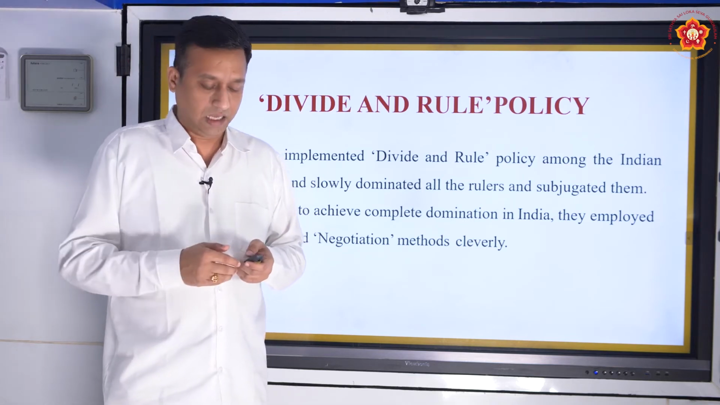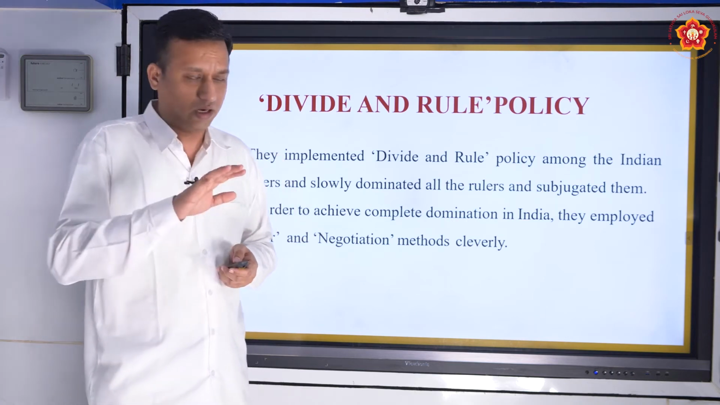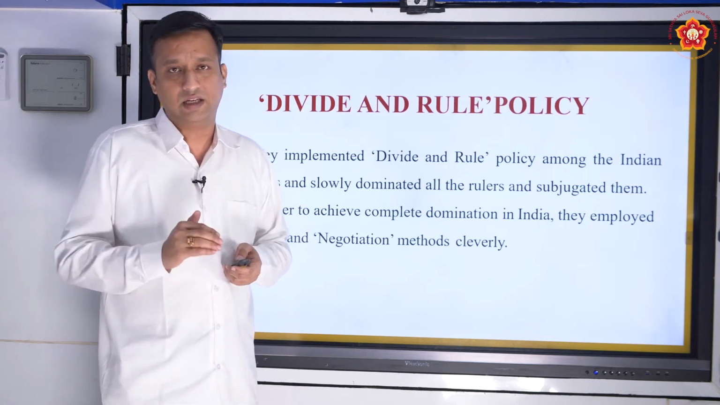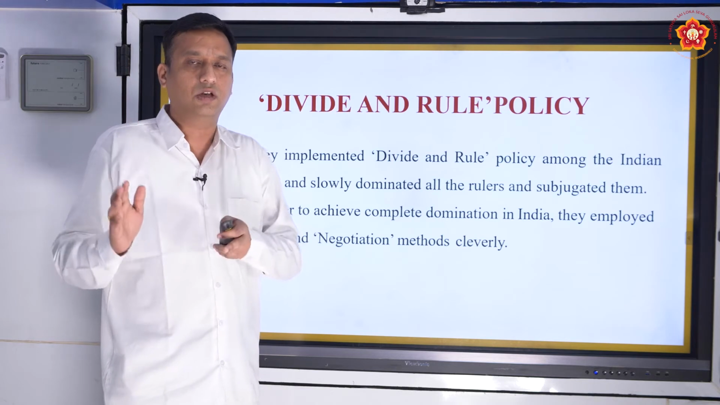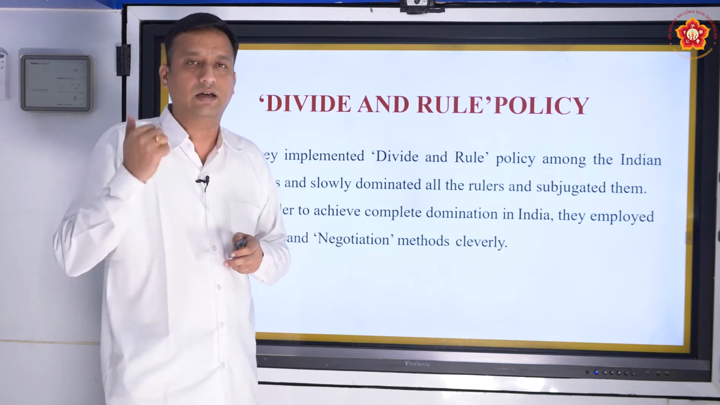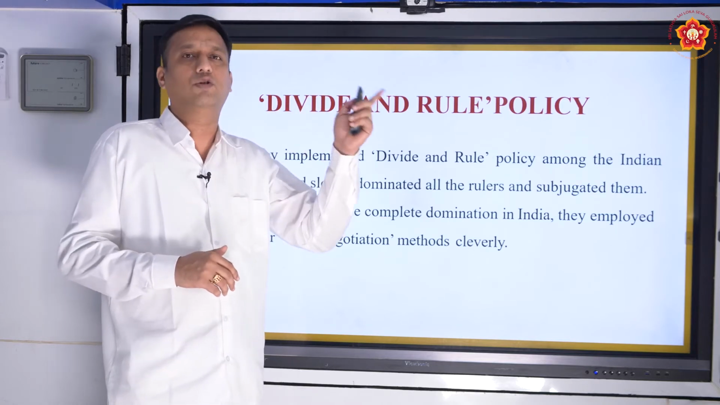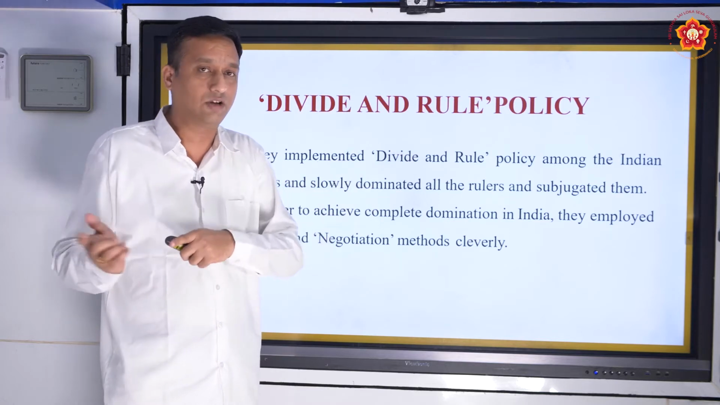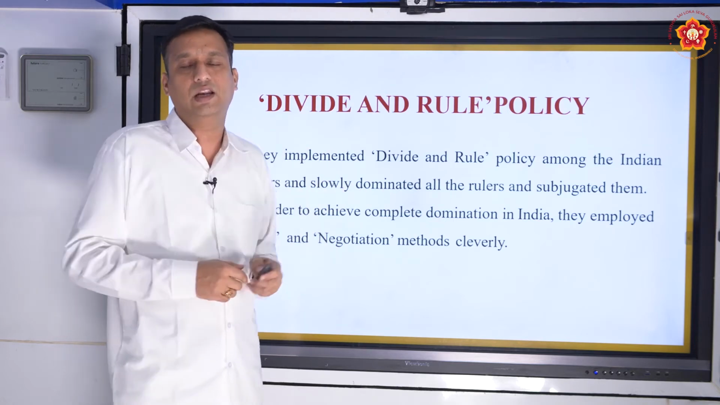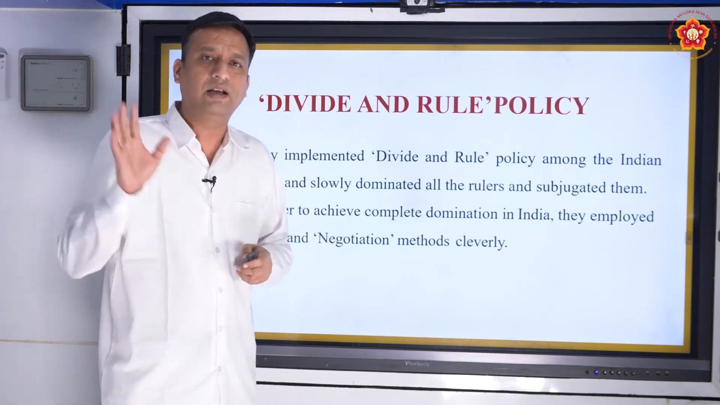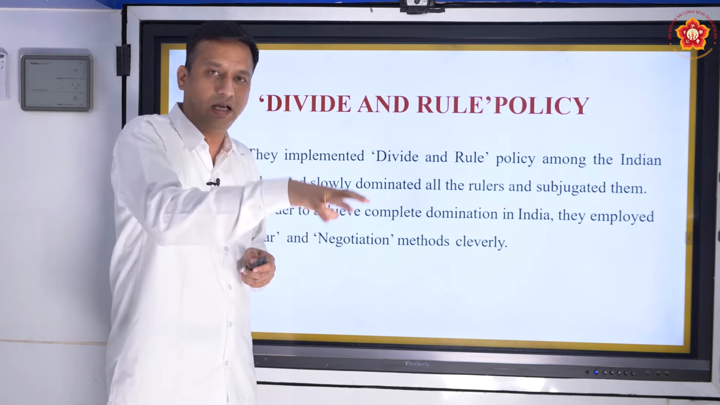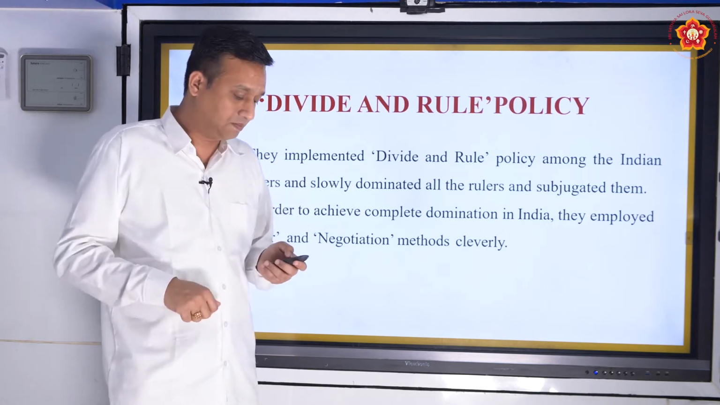For example, they brought in what you call the subsidiary alliance. They told the king, see, dear king, the neighboring king may attack you anytime, so we will be there for your protection. A small portion of our army will be in your kingdom, so that the enemy king will not come and attack you. The same thing they would tell the other king, that this particular king may attack you anytime, so we will keep a portion of our army in your kingdom. So it was free maintenance for the British, and also they were able to control the rulers in their kingdoms.